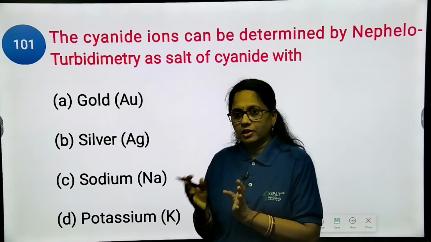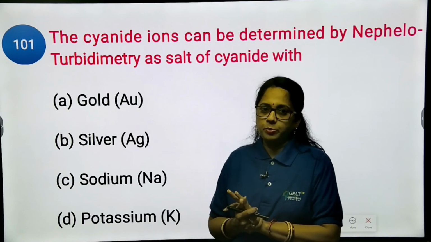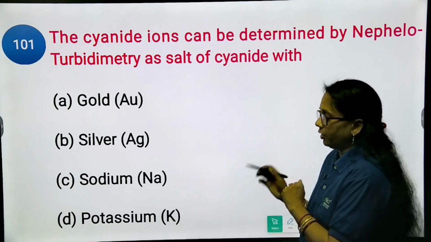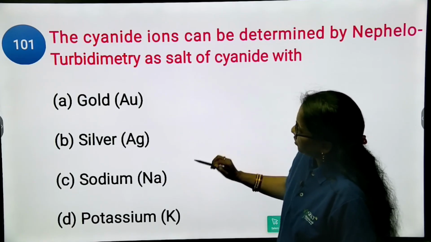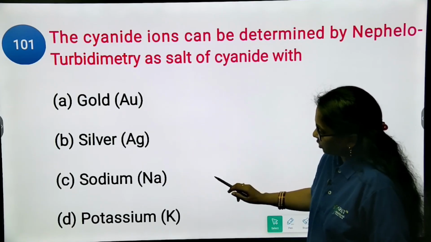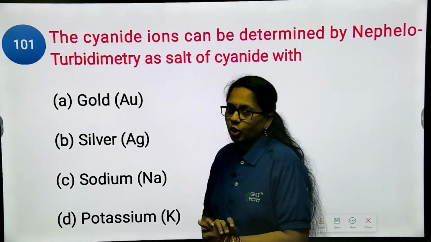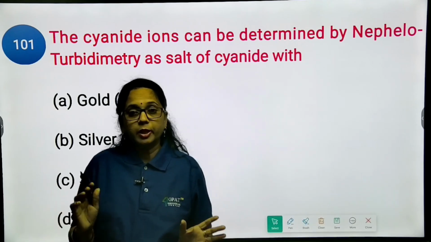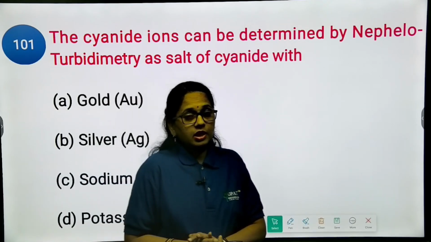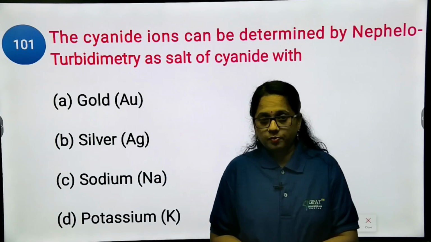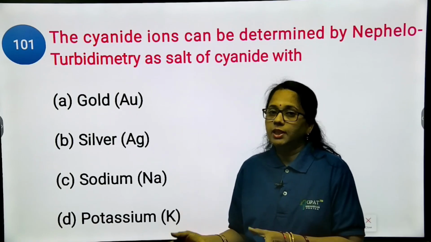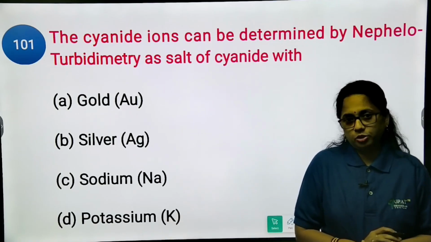So that means opalescence or any type of precipitation you should get by using nephroturbidometry. So let us see the options: gold, silver, sodium, potassium. As we all know very well, in precipitation titrations silver nitrate is going to be used, right. That is going to cause the precipitation at the end of the titration.